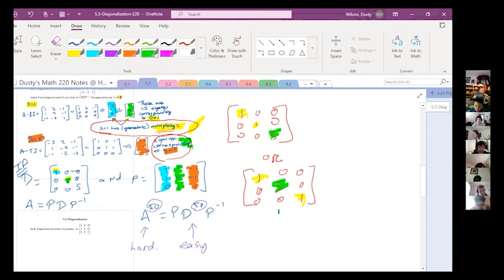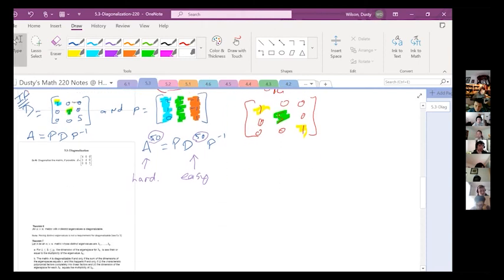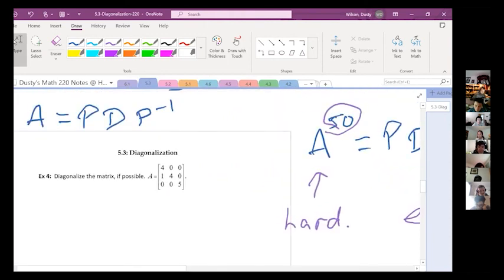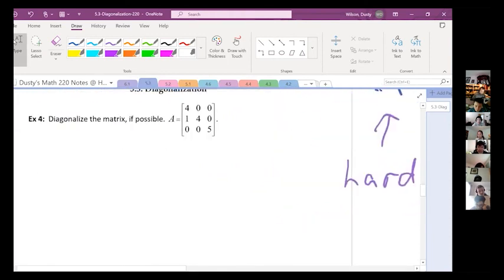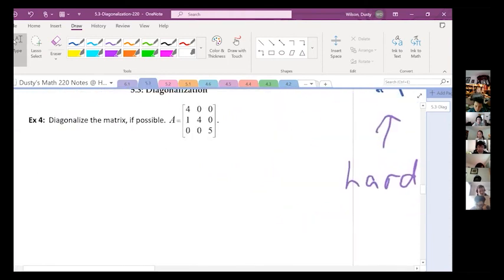All right, let's do another example, and I think it'll help get at the same thing again. So here's example 4. In this case, what are our eigenvalues?